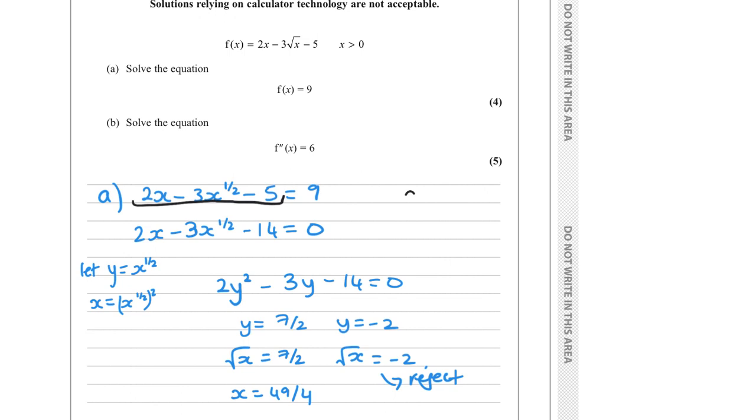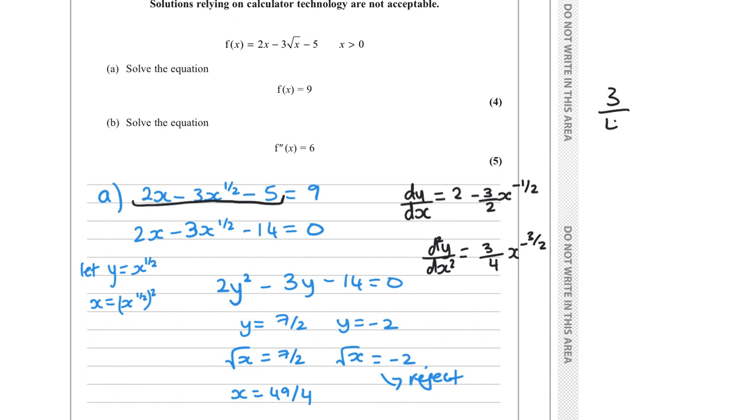So I'm going to use that and differentiate to get 2 minus 3 over 2x, take away 1 from the power to the negative half, and minus 5 differentiates to 0. If I differentiate this again, I'm going to get positive 3 over 4 x to the negative 3 over 2. And now they're saying that this equals 6.